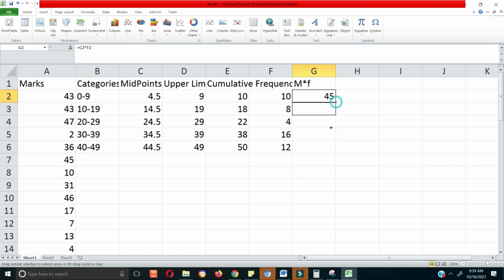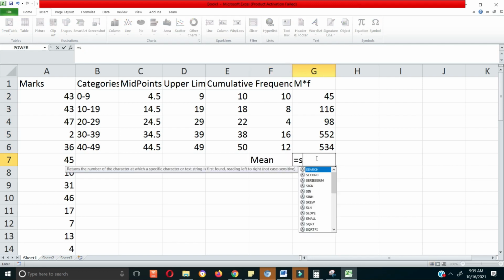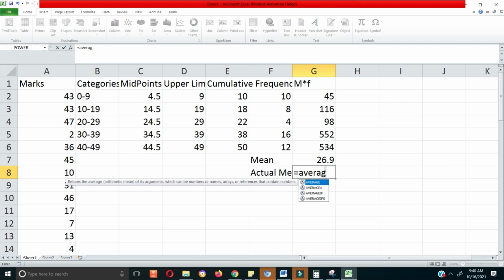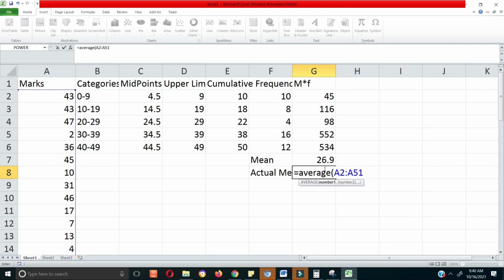And here we go. So the mean is the sum of this. I'm not going to put in the formula now because we know they are 50. So it's actually the group mean, right? And it should approximate the actual mean. Let's see the actual mean. So the actual mean is going to be the average of A2 to A51. So it's actually very close to it. It approximates the actual mean.